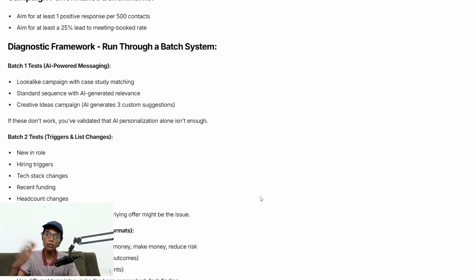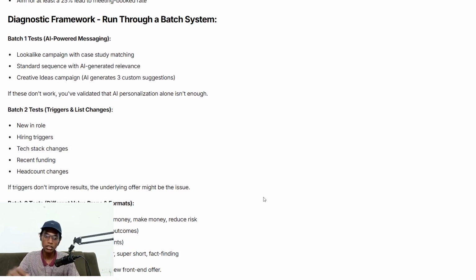Which is when you move to batch 3, where you test various different value props and formats. Test all four core offers, where you save time, save money, make money, reduce risk.